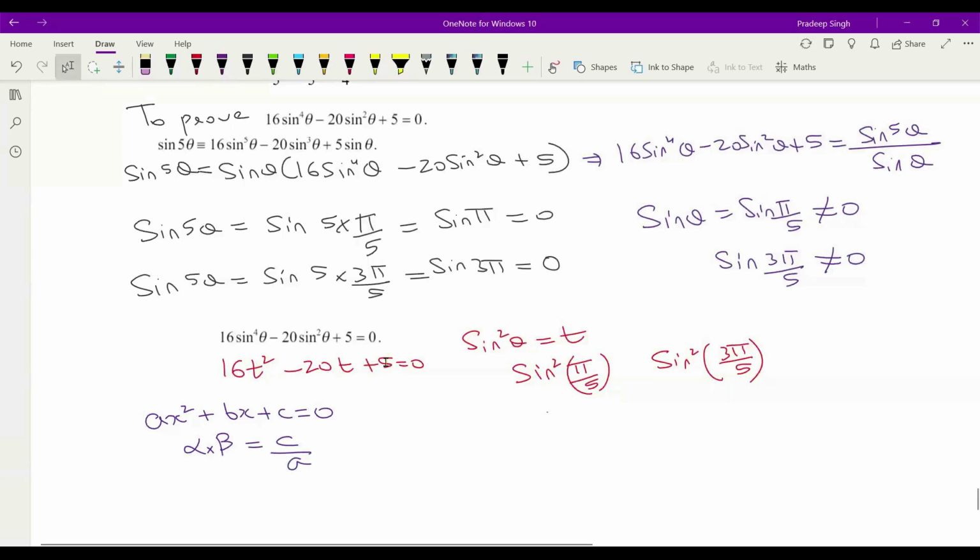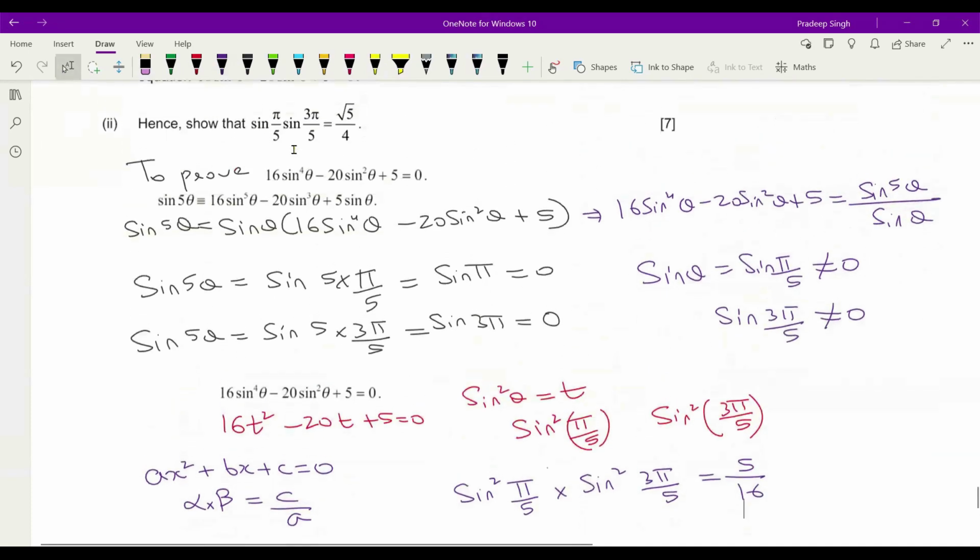So in this equation, the constant term c is 5 and a is the coefficient of x square, which in this case is t square. So the value of a is 16. Hence, we will write the product of these two terms as equal to 5 upon 16. Hence, let's write sine square pi by 5 multiplied by sine square 3 pi by 5. That is equal to 5 upon 16.